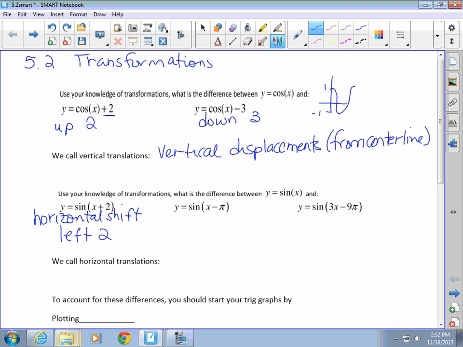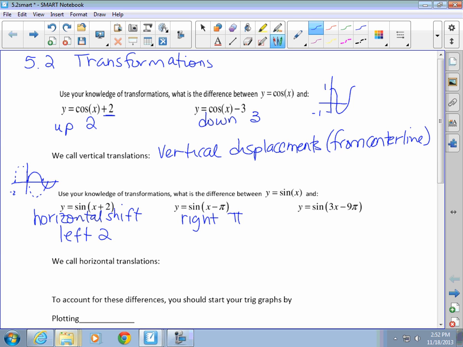So this sine function normally starts like this and ends up like this. This one here, because it's going left 2 instead of starting at 0, it'll start here at negative 2. And it'll have the same curve, but it'll be over 2 spots. This should have ended there. Y is equal to sine x minus pi means that you're going to move to the right pi.